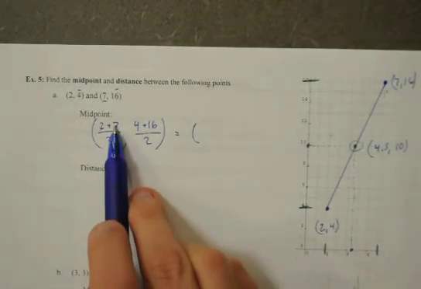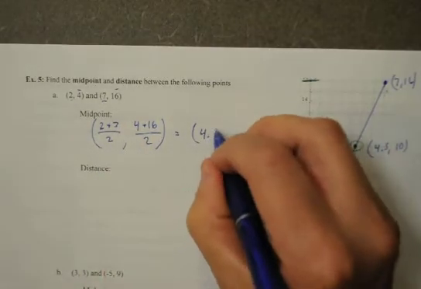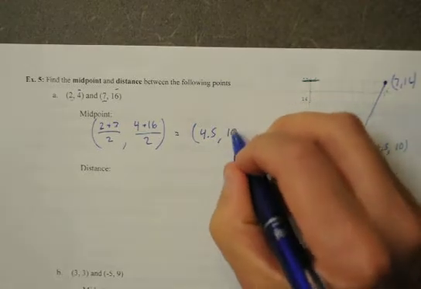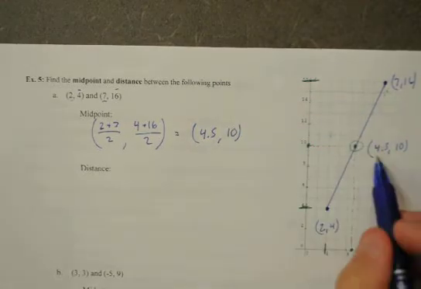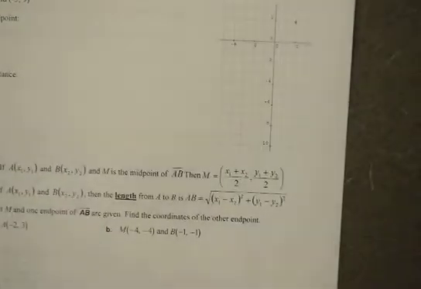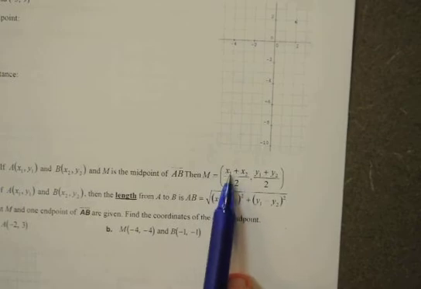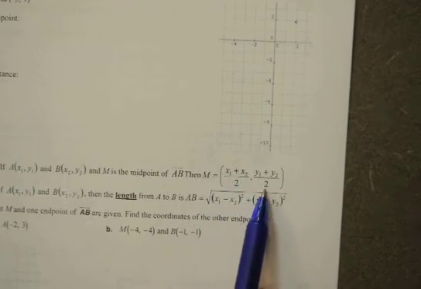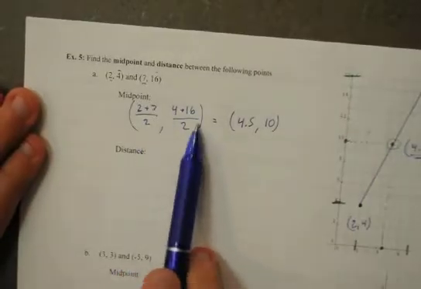2 plus 7 is 9. 9 divided by 2 is 4.5. 4 plus 16 is 20. 20 divided by 2 is 10. And there is the point, 4.5, 10. Now, this is a formula, and the formula is given right here. It's x plus x divided by 2, y plus y divided by 2. That's what we did right here.